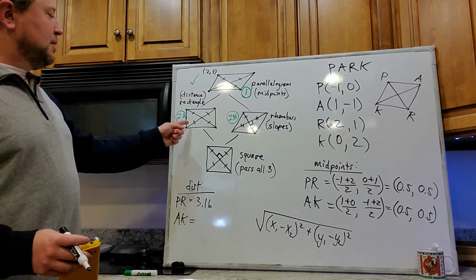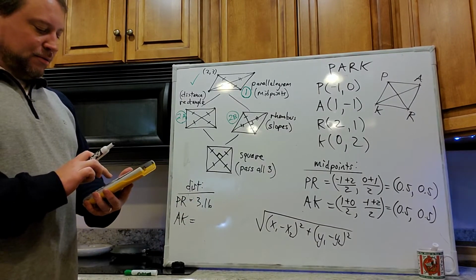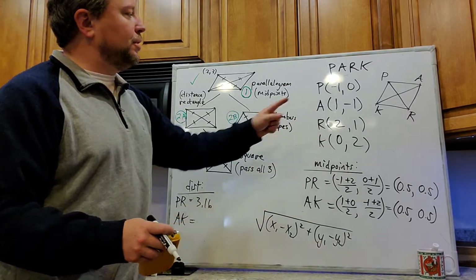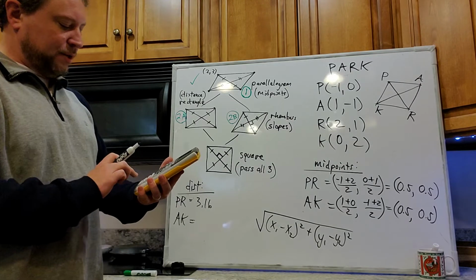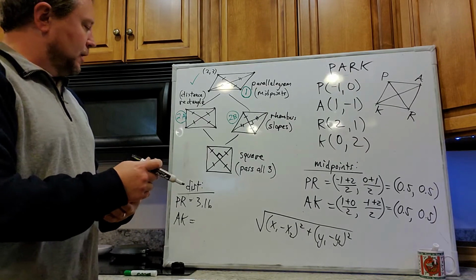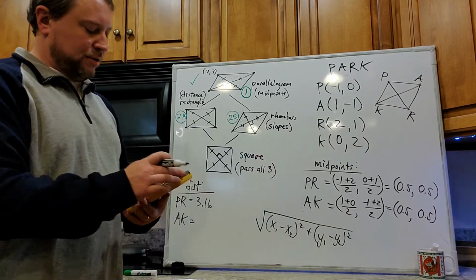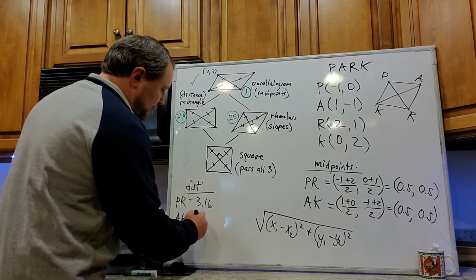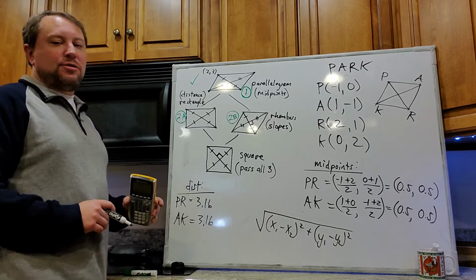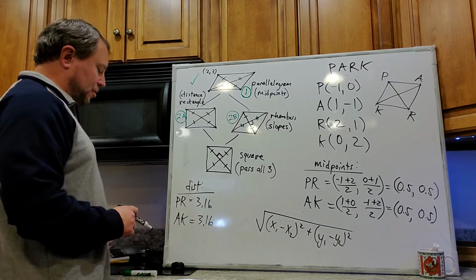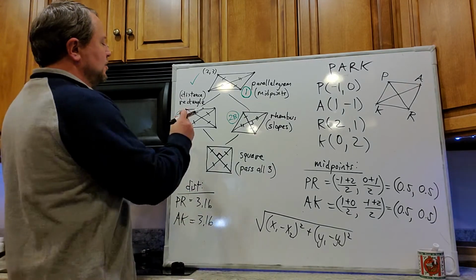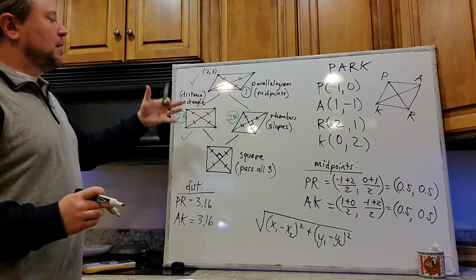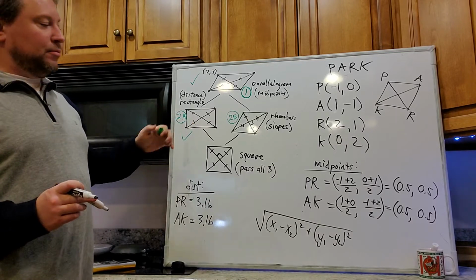Okay, now let's do AK and see if we get the same distance. If it's a match, I know it's a rectangle. All right, so for AK, I'm going to put in the coordinates 1, -1. And for K, 0, 2. Oh, what do you know? It's a match. I get the same distance for both of those. Okay, so now I know it's passed this test as well. So not only is it a parallelogram, now I know it's a rectangle.